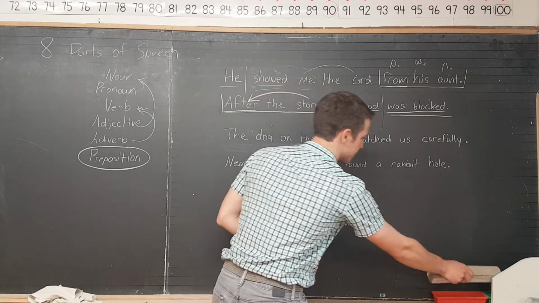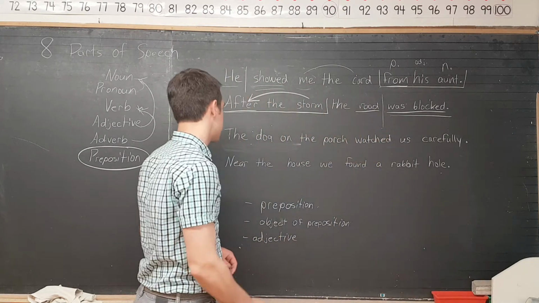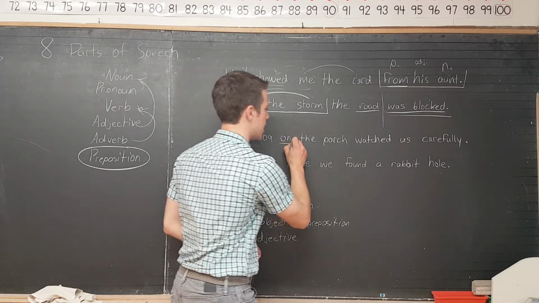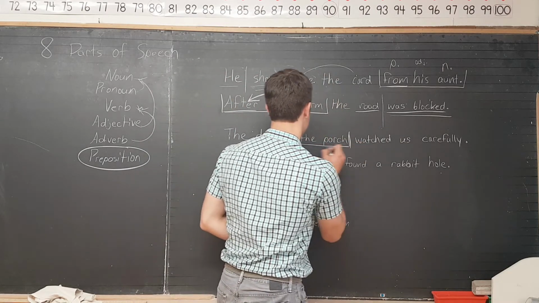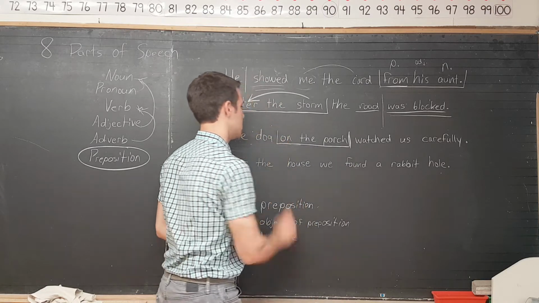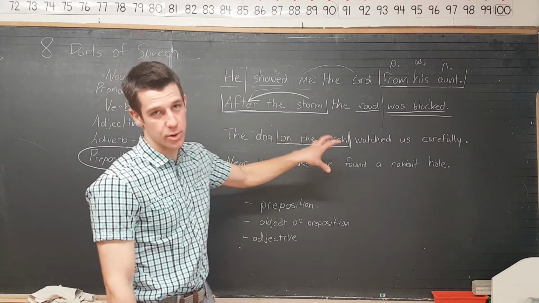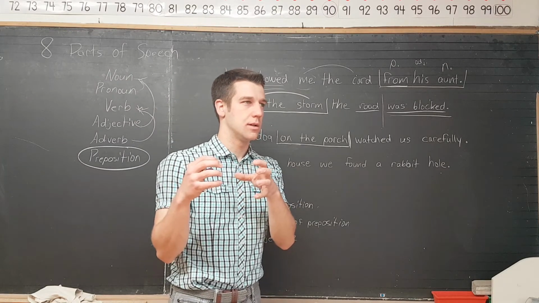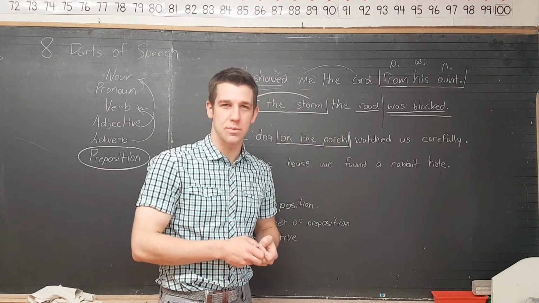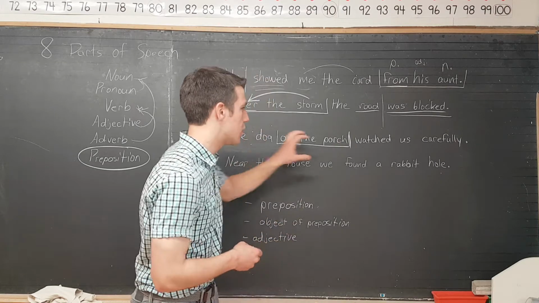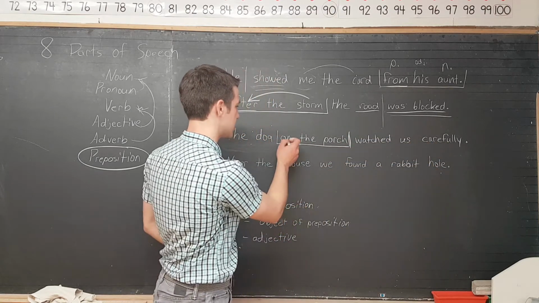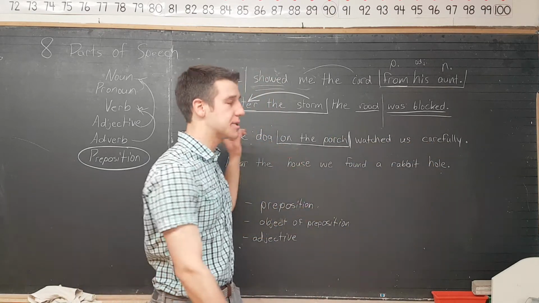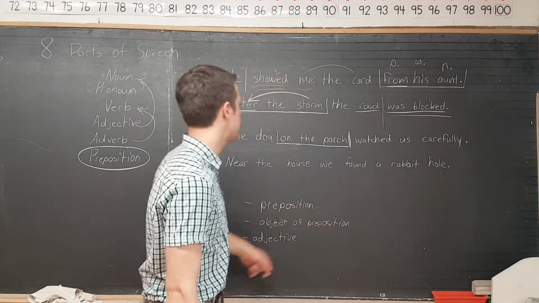Oh, if it wasn't for you, we would be sunk. On the porch, right? The dog on the porch. Notice how it's kind of the dog on the porch. When you find it, it makes sense how it's a phrase, right? The dog watched us carefully. You could take that phrase out, erase it, and the sentence would still make sense. The dog watched us carefully.